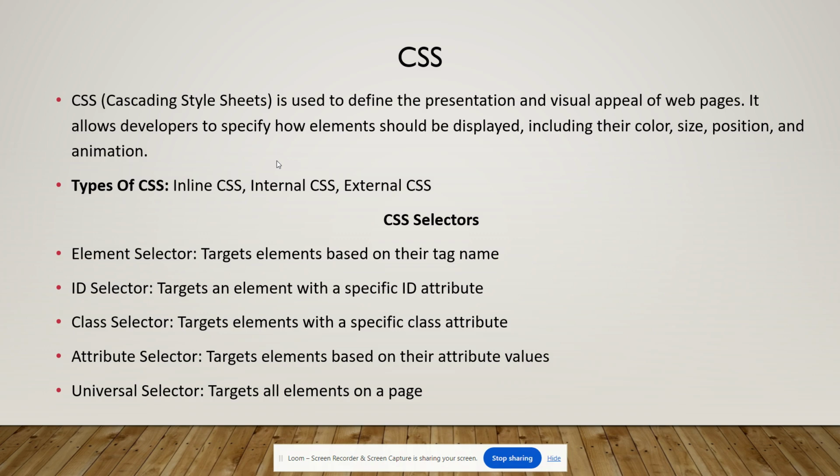So CSS is used to define the presentation and visual appeal of web pages. It allows developers to specify how elements should be displayed, including their color, size, position, and animation. So type of CSS, inline CSS. Styles are applied directly to an element using a style attribute.